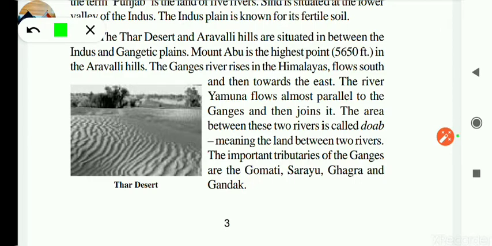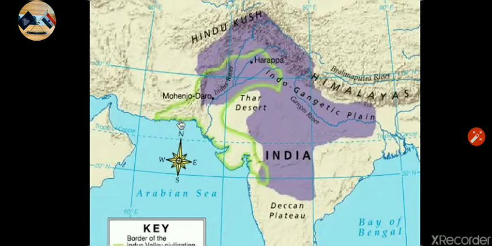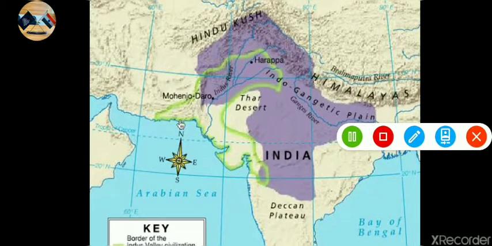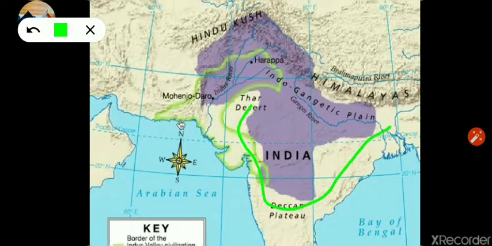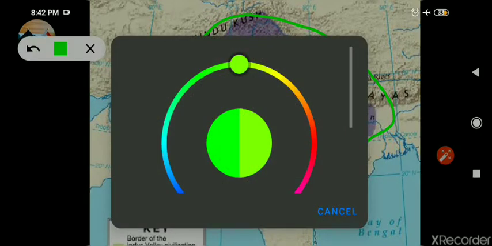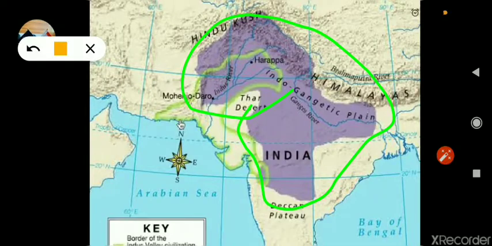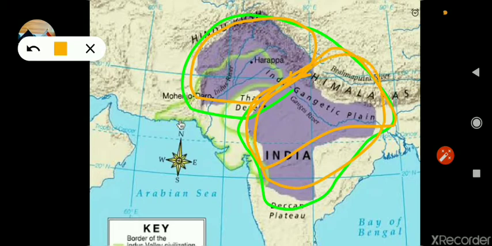First of all, we can go through the map. As I told, the Indo-Gangetic Plain, see, these are all marked in violet color. Approximately this area is covered by the Indus, and this much area is covered by the Ganga. That's the name, Indo-Gangetic Plain.